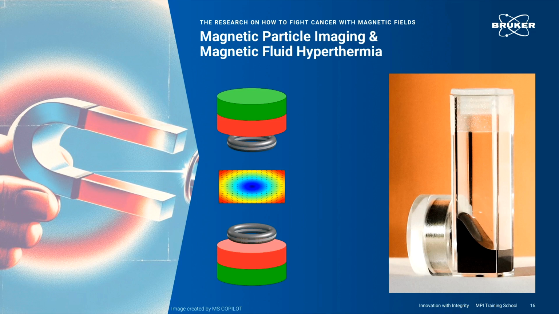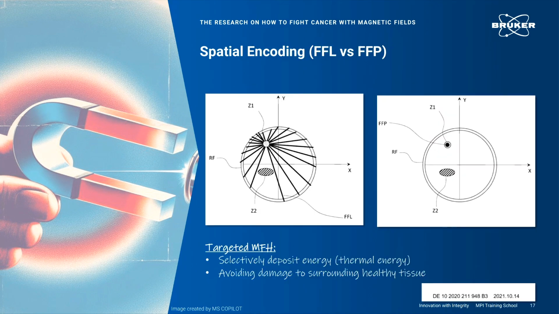As already told, in MPI we are using a field-free point or field-free line to encode the signal, and the very same procedure we can use for magnetic fluid hyperthermia, as only particles which will be hit by the field-free point will be contributing to the thermal dose. So, as in the previous talk, there is a field-free line and a field-free point. Which is better for localized magnetic fluid hyperthermia?